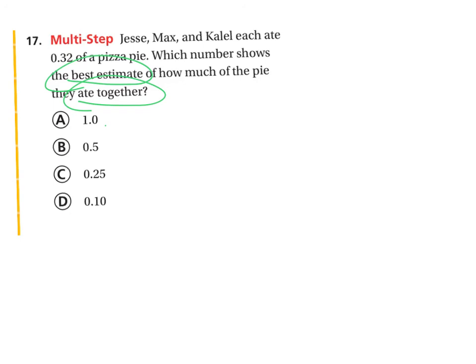So I have Jesse, Max, and Khalil each ate 32 hundredths. I'm going to write 32 hundredths out to the side, and think, what could I use here as an estimation? There's a couple different ways I could go with this. 32 hundredths is pretty much 2 hundredths off from being 30 hundredths, or just 3/10. 3/10 or 30 hundredths would be the same.